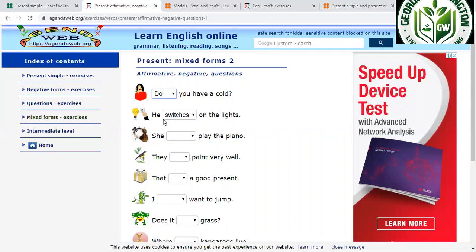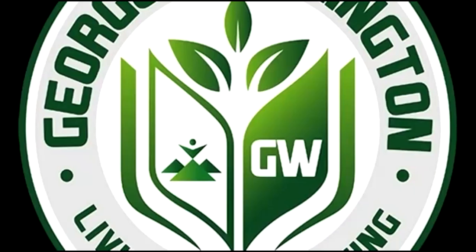Here is he, I have two options. He switches on the lights or he switch on the lights. I use switches because he is the third person. So I need to add S in this case because it is CH at the end. I need to add an E and then an S. Okay. Right, so let me go back to the workshop now.